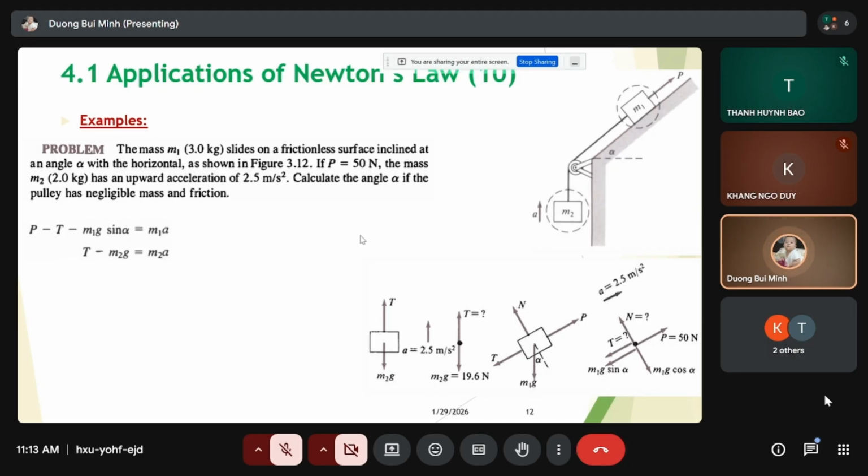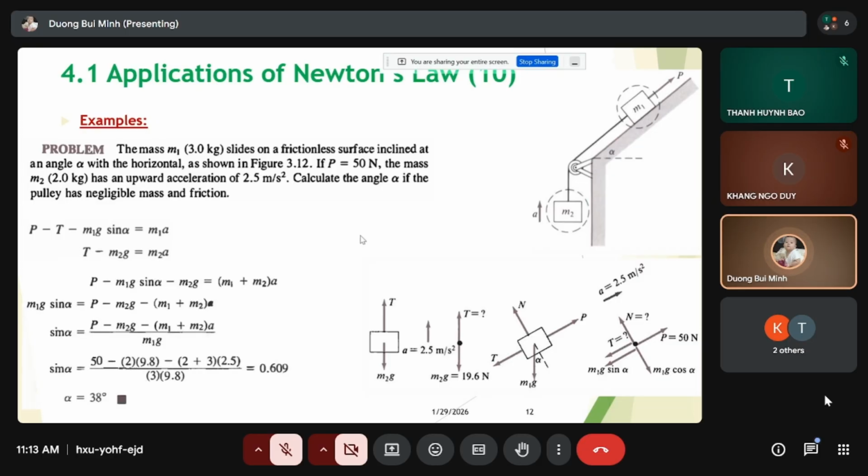Okay, so we answer this question. For here, you get it like this. We have a pulley, and then we have M1. This is M1, and this one is M2. And we have B like this.